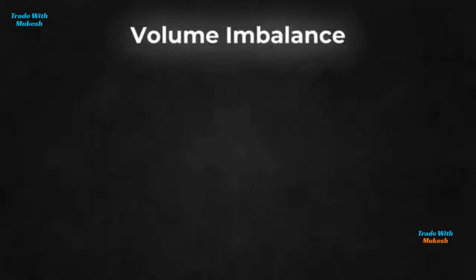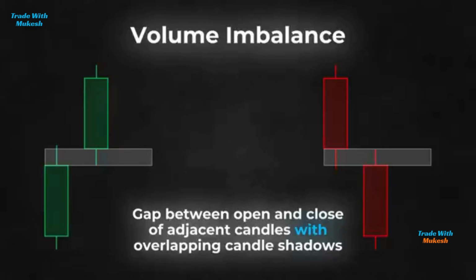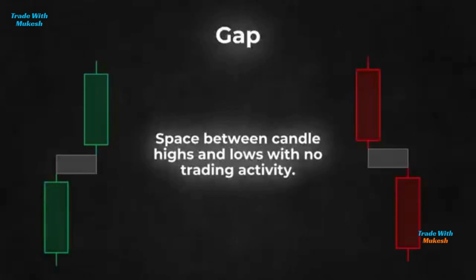A volume imbalance happens when there is a gap between the open and close of adjacent candles, although there is trading activity within the gaps since candle shadows overlap. A gap occurs when there is a space between highs and lows of adjacent candles, meaning there is no trading activity between the high of the first candle and the low of the second candle in the case of a bullish gap, or the low of the first candle and the high of the second candle in the case of a bearish gap.